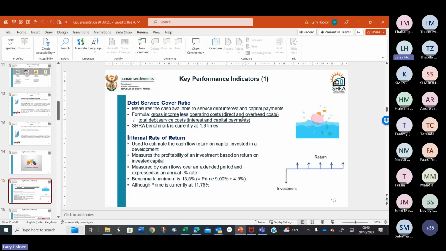Those who understand financial terms will know of a measure called EBITDA, which is earnings before interest, tax, depreciation and amortization. That's an awful mouthful, but it basically means what we've got in the top half of this ratio here, gross income less operating costs. And that has to be more than 1.3 times your loan repayment.